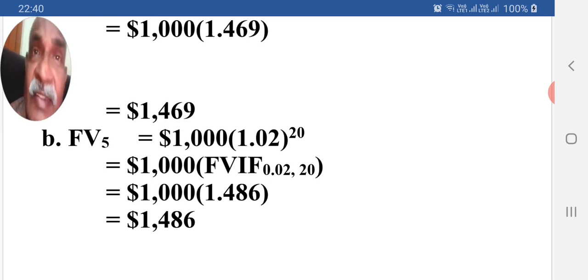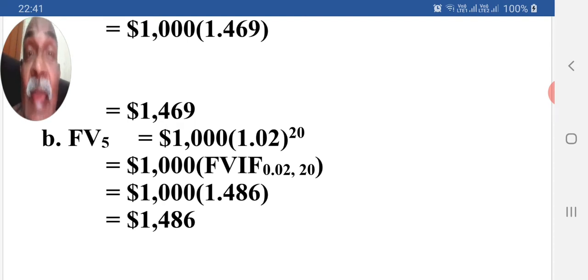When you see the future value interest factor table, for 20 periods and 2%, the factor will be 1.486. When you multiply 1.486 by 1000, you will get 1486 rupees. Now you see, which option is better for the investor? The investor will get more when the offer is compounded quarterly.